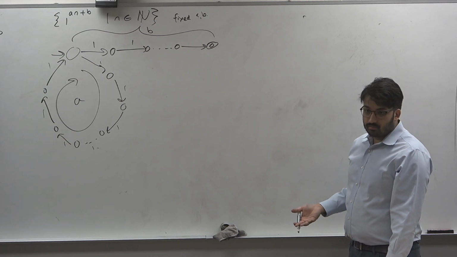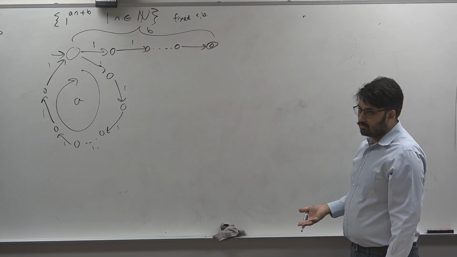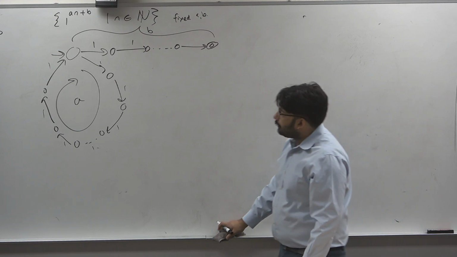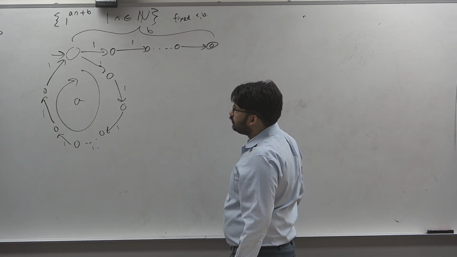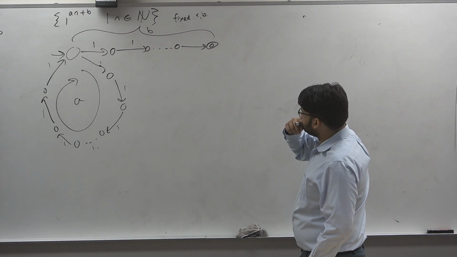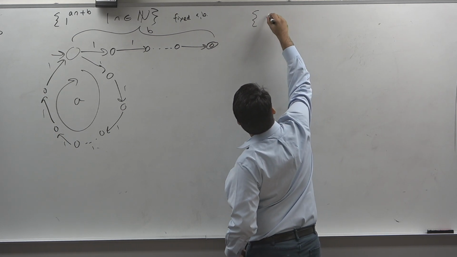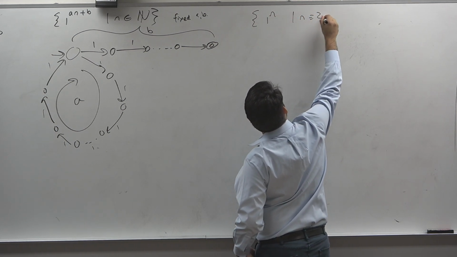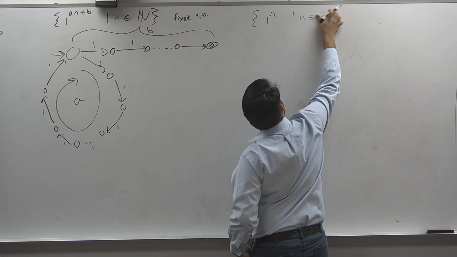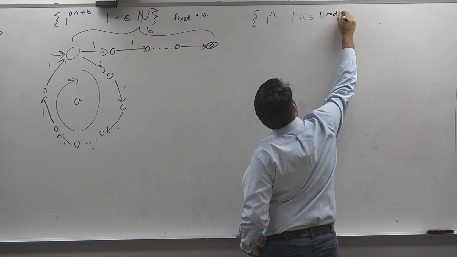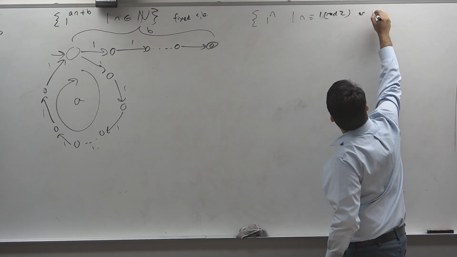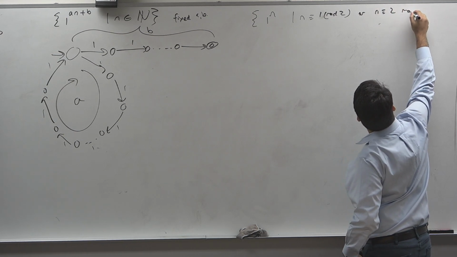Questions on this example? Okay. Let's do one more. Let's do another unary one: 1 to the n, such that n is congruent to 1 mod 2, or n is congruent to 2 mod 3.